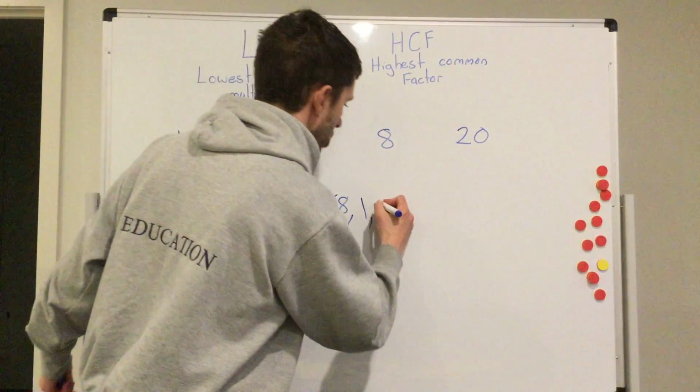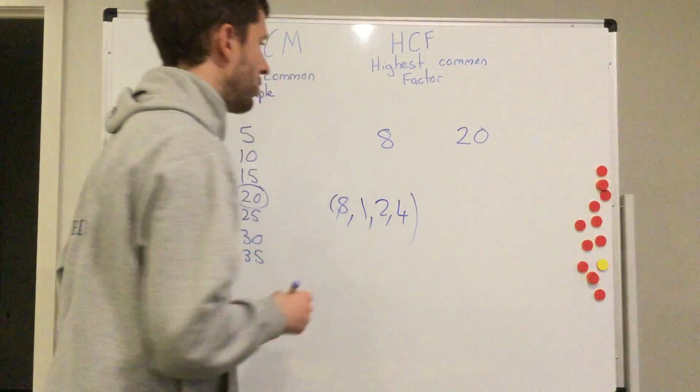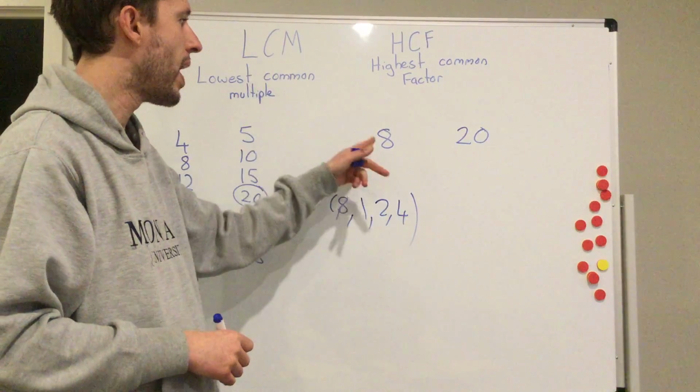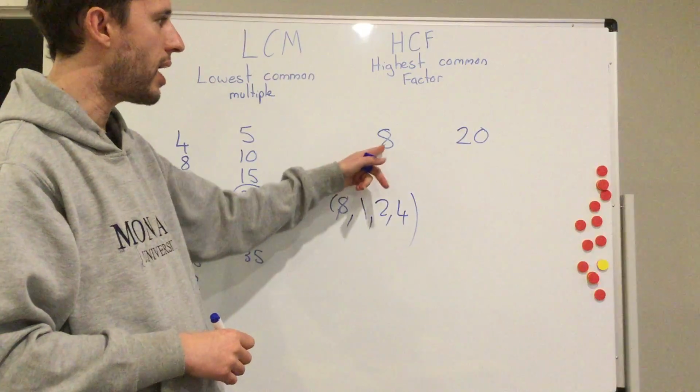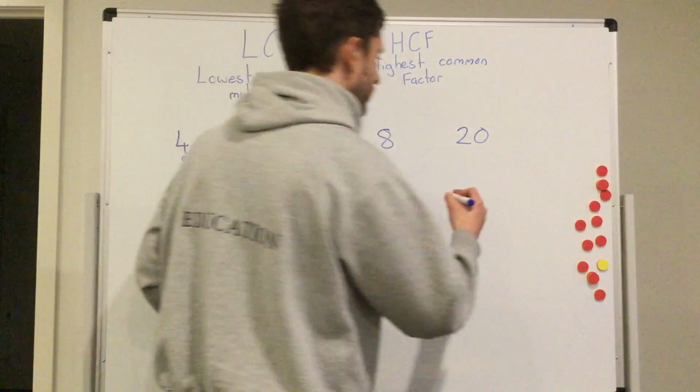I can divide it by 2. And I can divide it by 4. Because 8 divided by 4 equals 2. 8 divided by 2 equals 4. 8 divided by 1 equals 8. And 8 divided by 8 equals 1. So they are all my factors.